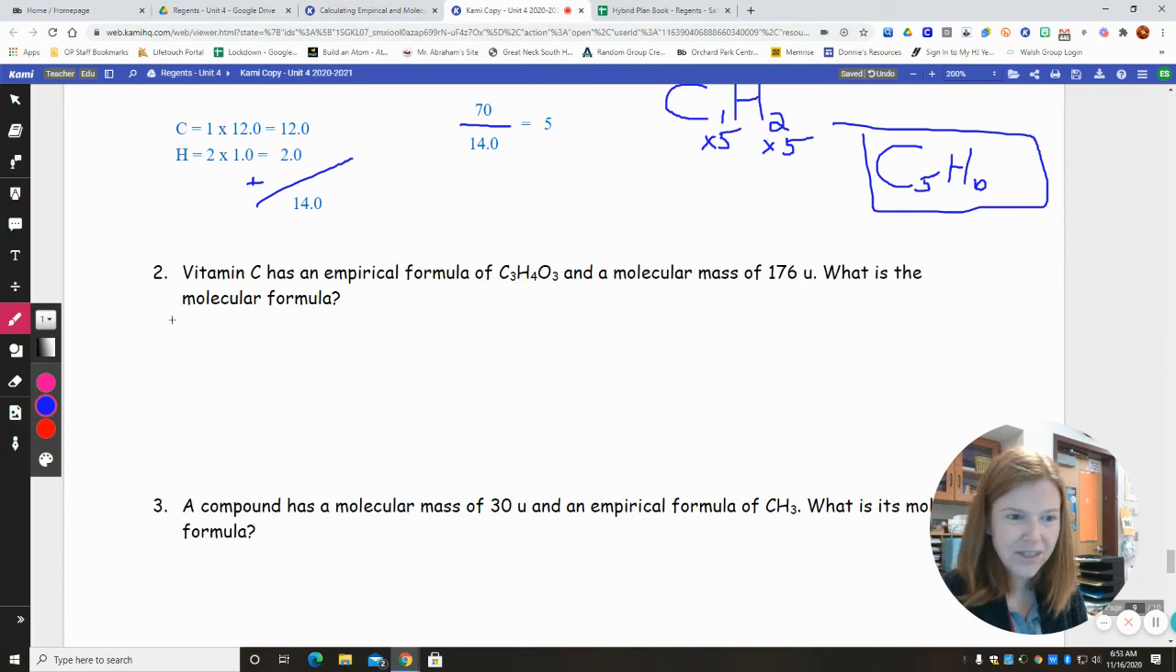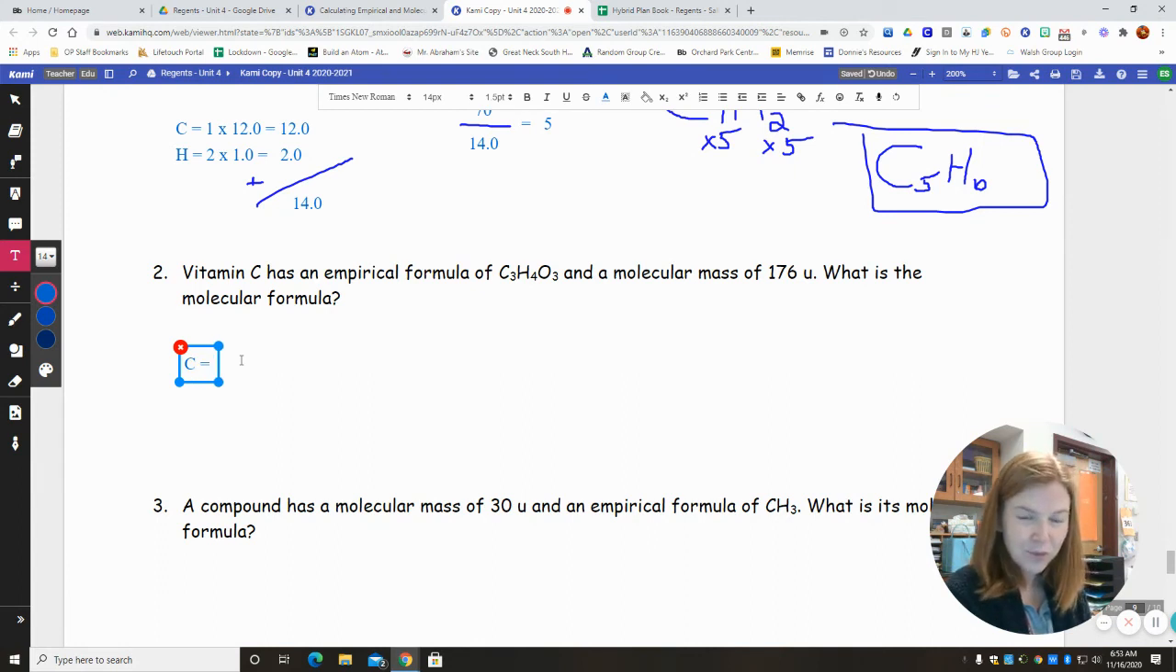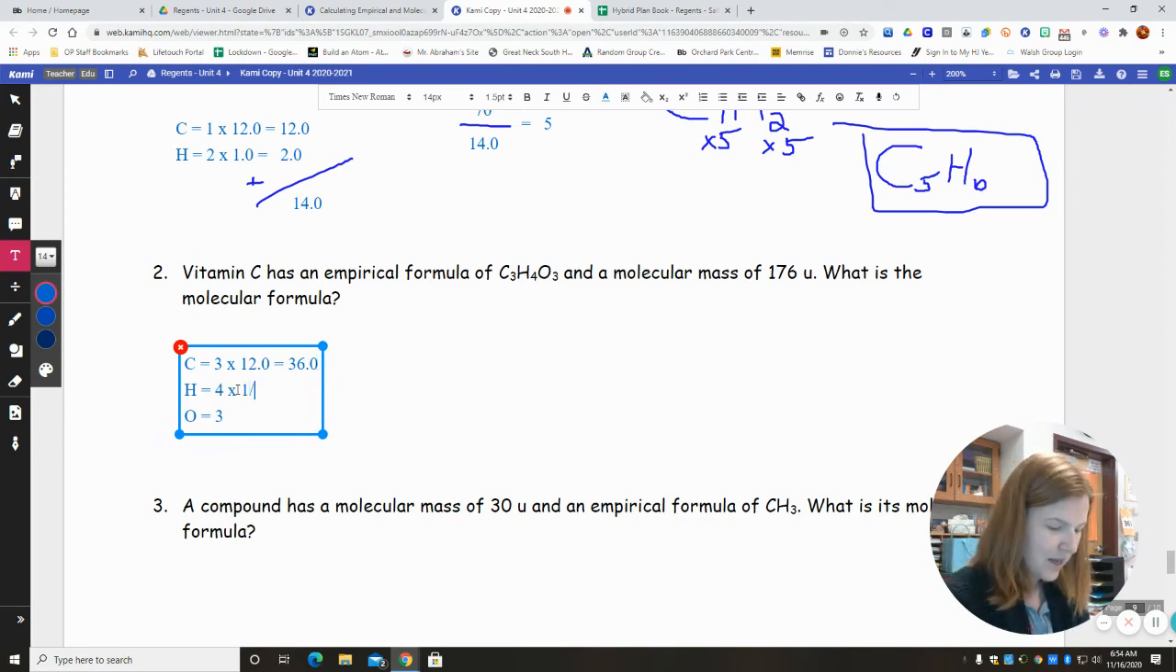To do one more together, let's take a look at number 2. Vitamin C has an empirical formula of C3H4O3 and a molecular mass of 176 U. What is the molecular formula? So my first step is to take inventory. My second step is to look up the molar masses of each of these. So carbon is 12.0 times 3 is 36.0. Again, make sure you're always keeping those to the 10th place. Hydrogen is 1.0. There are 4 of them, so that would be 4.0. Oxygen is 16.0. There are 3 of them, which is going to give me 48.0.